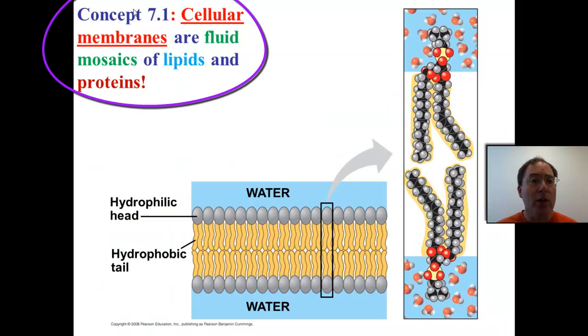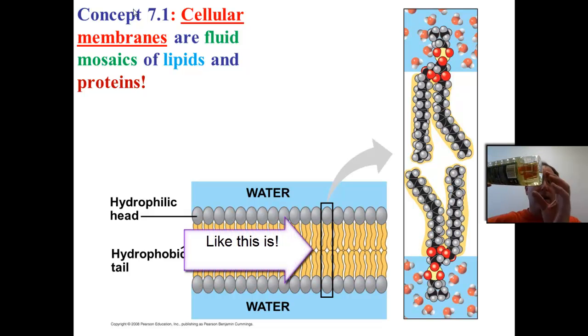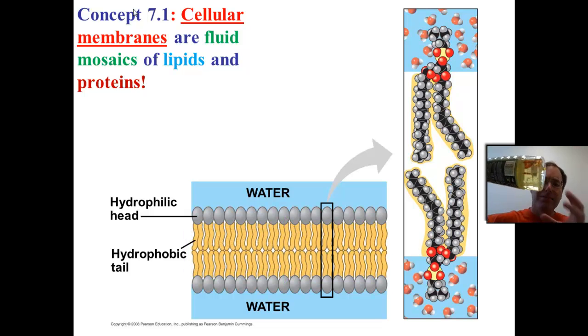Cellular membranes are fluid mosaics of lipids and proteins. What that means is that a cell membrane is basically made up of lipid. This is fat. This is canola oil. It's an unsaturated phospholipid mixture, and it's liquid at room temperature.